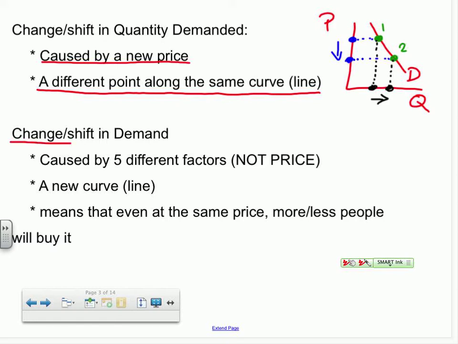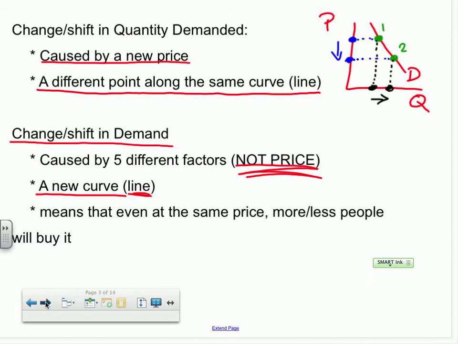Well, I'm repeating that because I want to illustrate that that is different than what we're talking about next, which is a change or a shift in demand, which is caused by 5 different factors. It is not caused by a change in price. So if we want to say what could cause the demand for jeans to go up, you can't say, oh, a change in the price. It's not caused by price. It's caused by other things. It causes a whole new curve or a whole new line, and it means that even at the same price, more or fewer people will buy it.